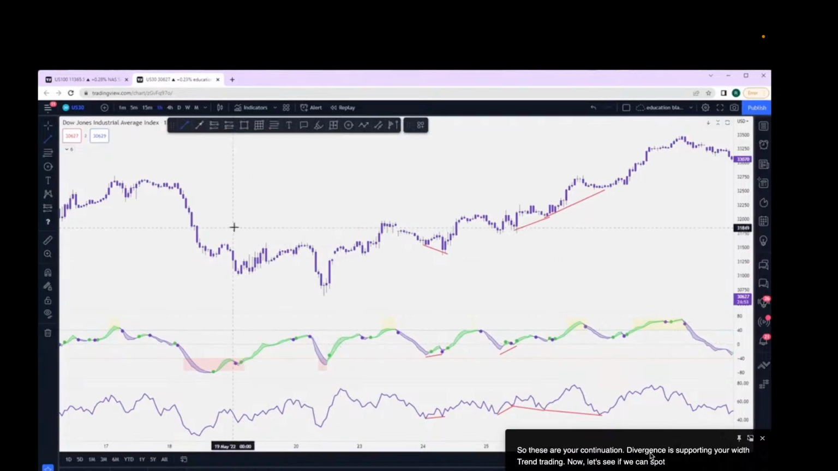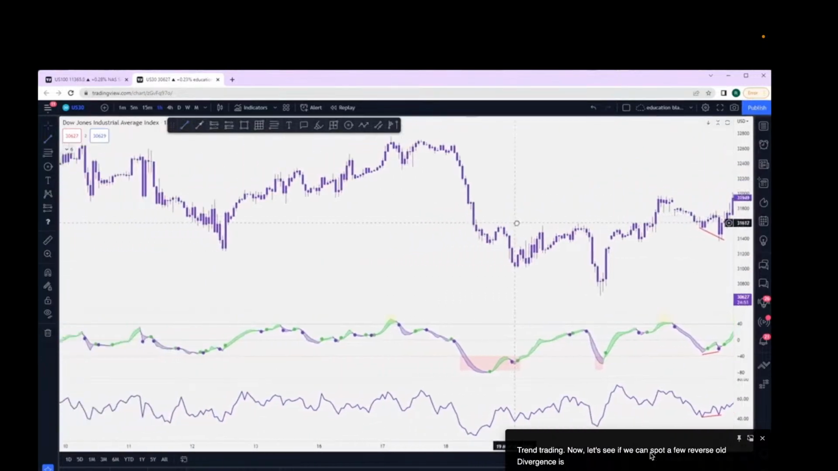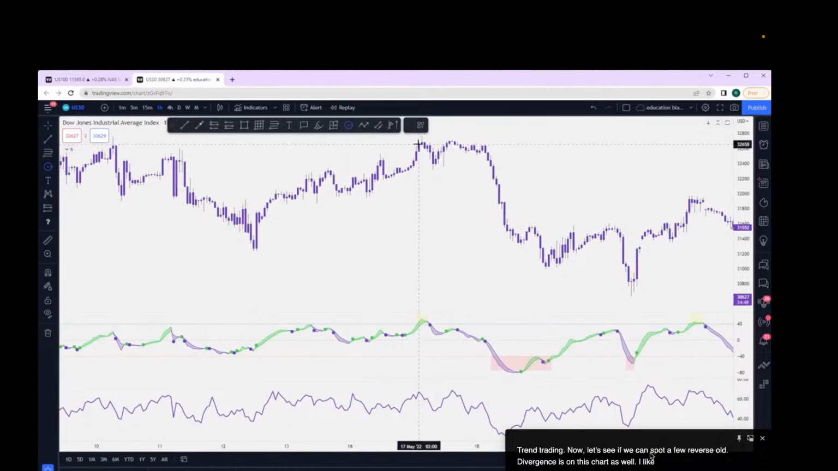Now let's see if we can spot a few reversal divergences on this chart as well. I like these from a double top or a double bottom. Here we have a double top, also known as an M pattern, typically traded breaking the neckline right here. If we look here, double top, we have our divergence playing out right here. And you can see price fell away, and that was an actual reversal pattern that played out.